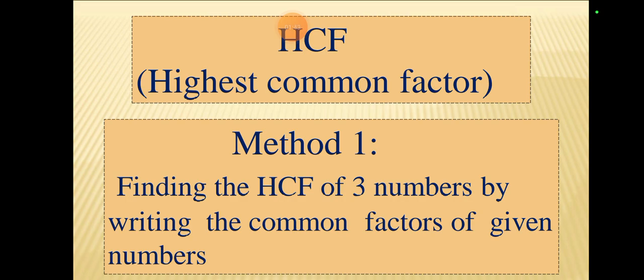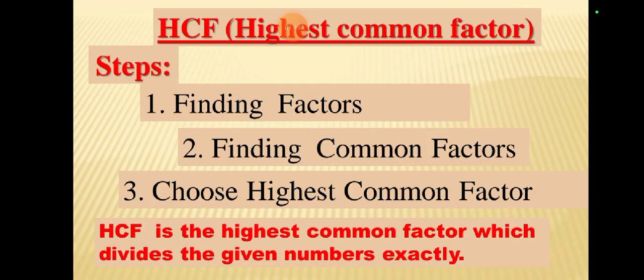How can we find the HCF? Finding the HCF of three numbers by writing the common factors of the given numbers. What are the steps? First of all, you have to find factors. Like if I give you 6, 8 and 4, first I will ask you to write their factors. That basically means which numbers they are divisible by. That's called factors.